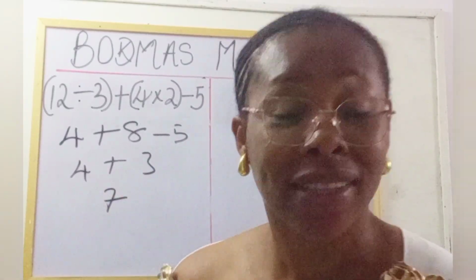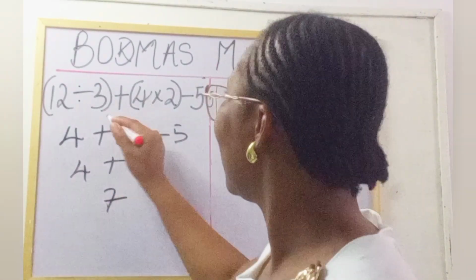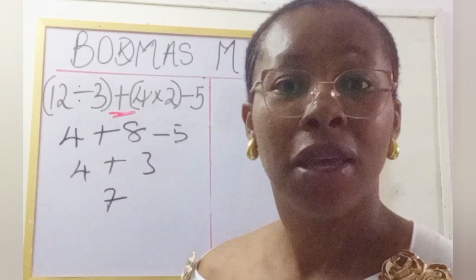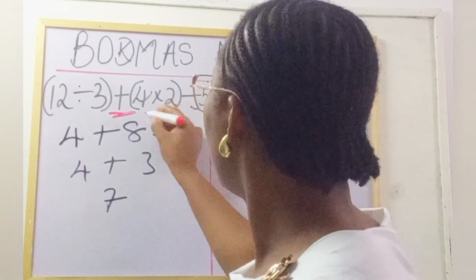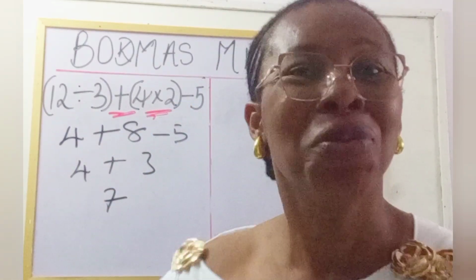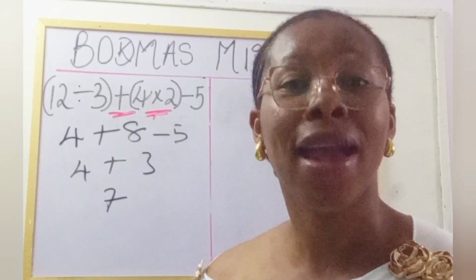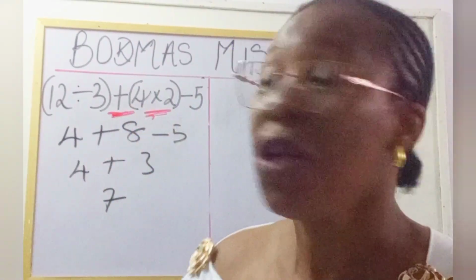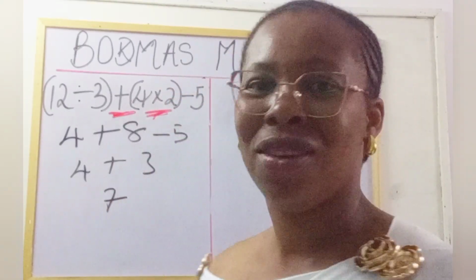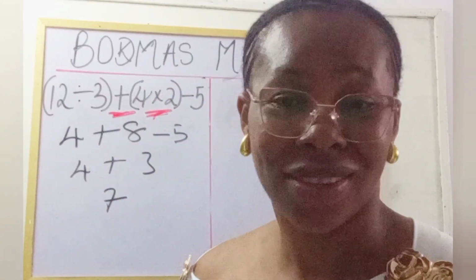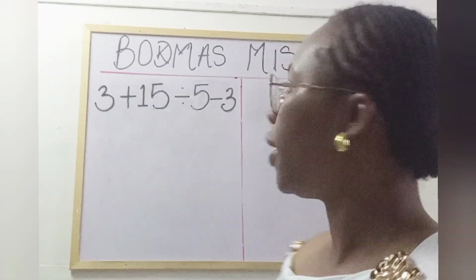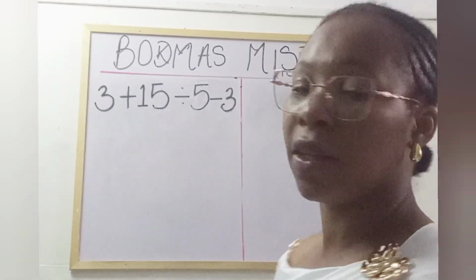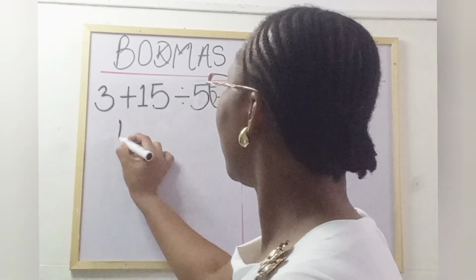But some learners mistakenly add first before they multiply, which ruins your answer. Yes, if you mistakenly add first before you multiply, you will fail it. Watch closely. 3 plus 15 will give you what? 18.